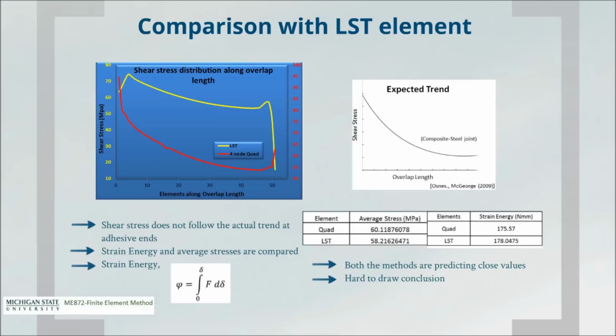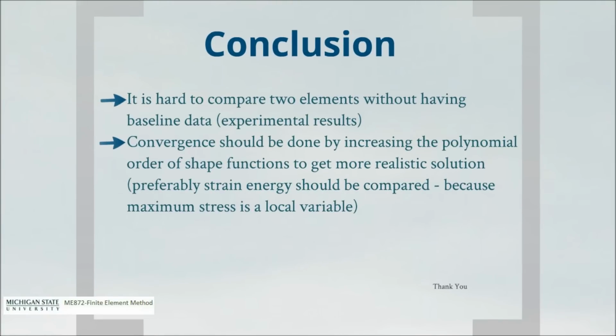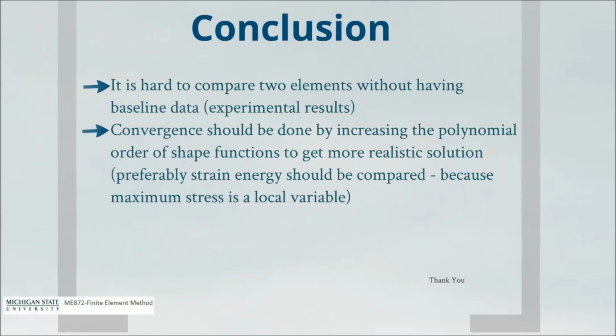Study is extended to find the reason by calculating strain energy and average stress values. Results are shown in the table here. Both the methods are predicting really close values, from which the reason for offset in trend is hard to conclude. Conclusion here is without a datum line, it is difficult to compare two elements. Also, in order to get a more realistic solution, convergence should be done by increasing the polynomial order of shape function. Thank you.